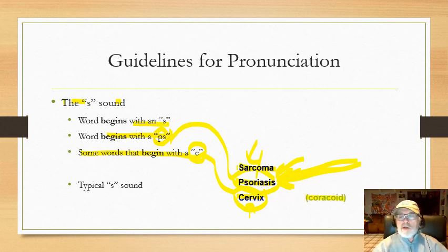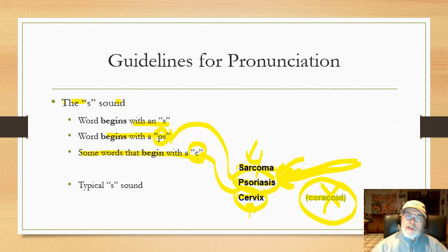Now this word right here is a C word that does not have that soft sound. It's not coracoid, but this is coracoid. Coracoid is a little projection that comes right off the scapula, forward right about here, just in front of where the upper arm bone, the humerus, attaches to the socket inside the scapula. So that's the exception.